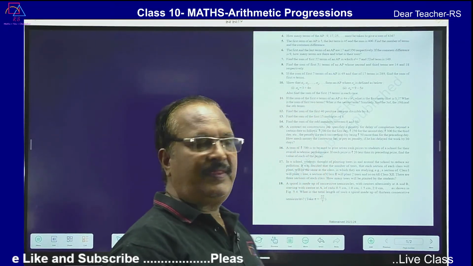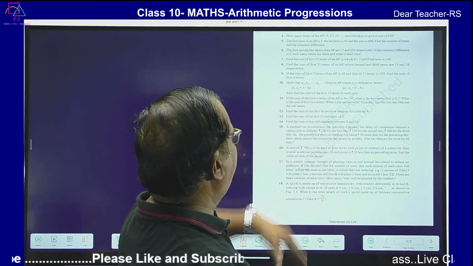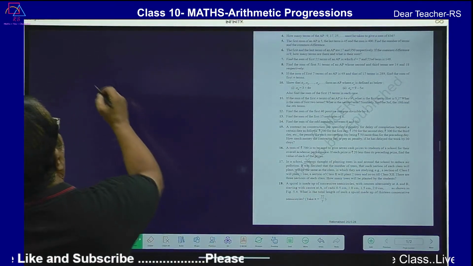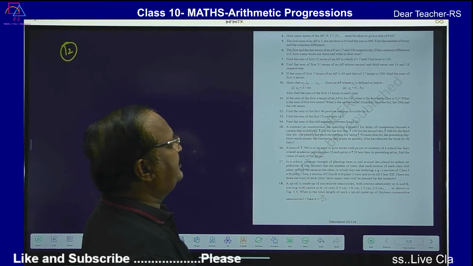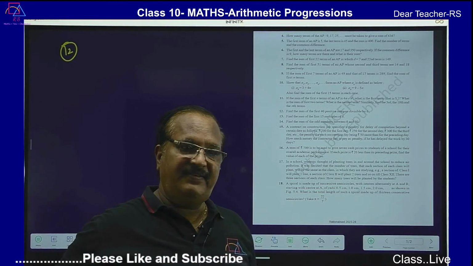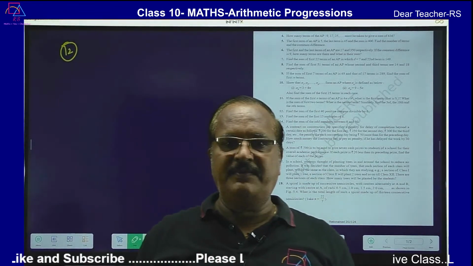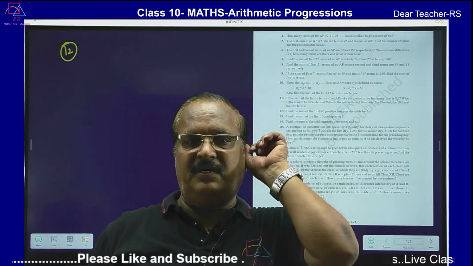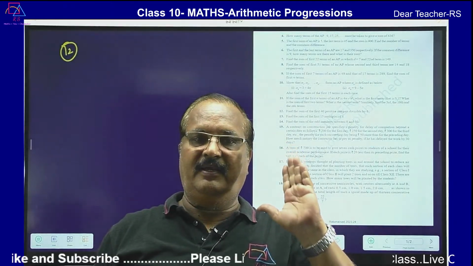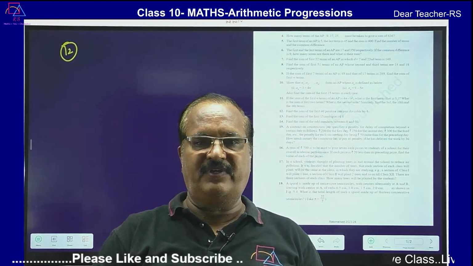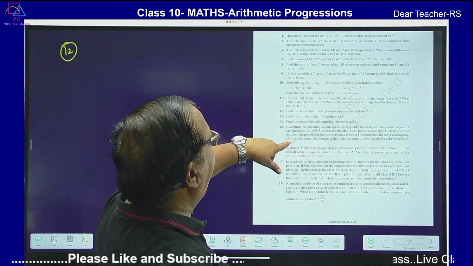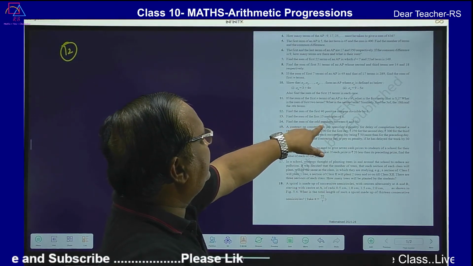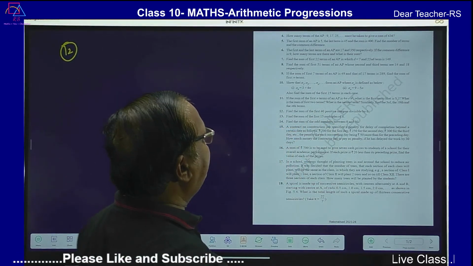So then let us go to next question, 12th question. Find the sum of first 40 positive integers divisible by 6. Same type of problem we have got in nth term, this one also. So now we will use the same. Okay, so sum of first 40 positive integers divisible by 6.